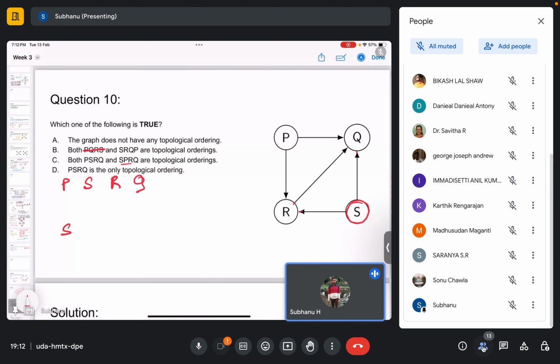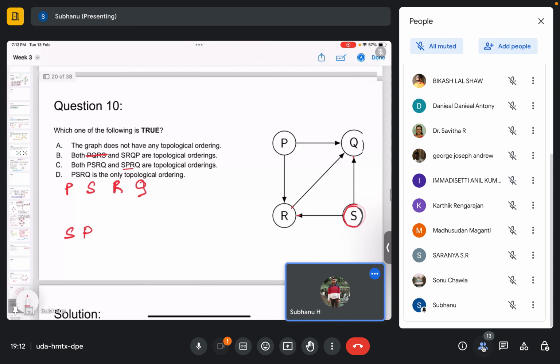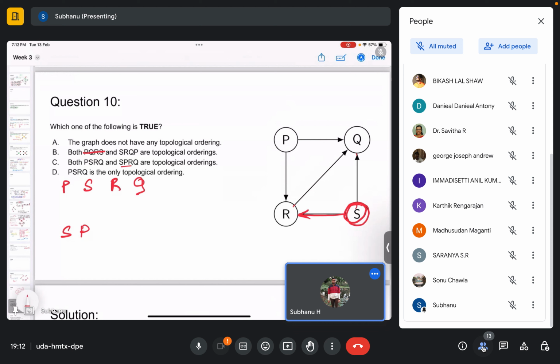Okay, so if you go to P, is P the correct one? If you come from S to here, before writing this R you have to write P, because P has no incoming edges. So P is written. Now you can write R, then Q. As you see, Q has all the incoming edges, so Q will always be at the last. So these two options are correct. Got it?